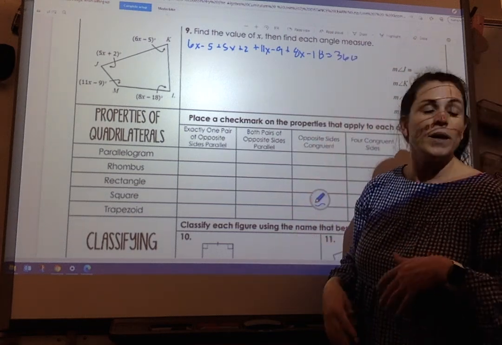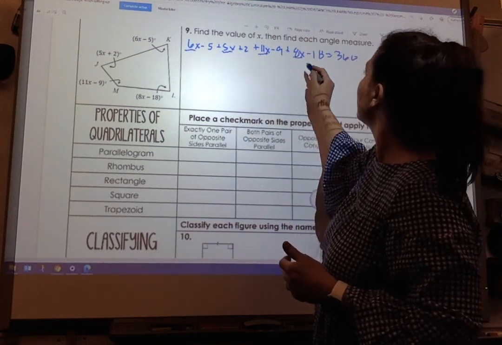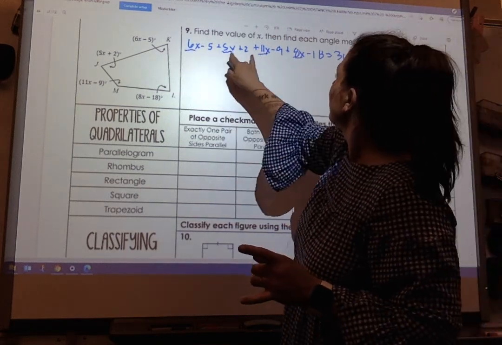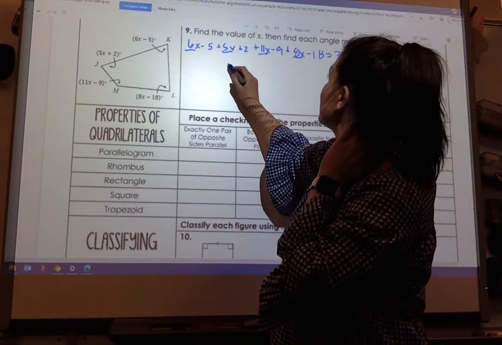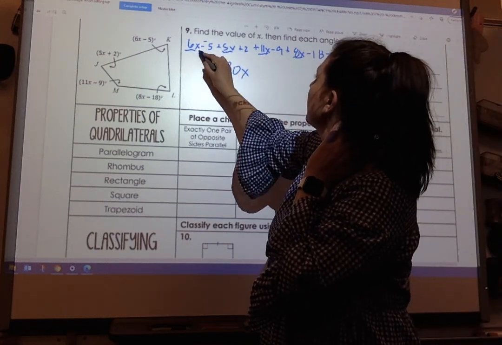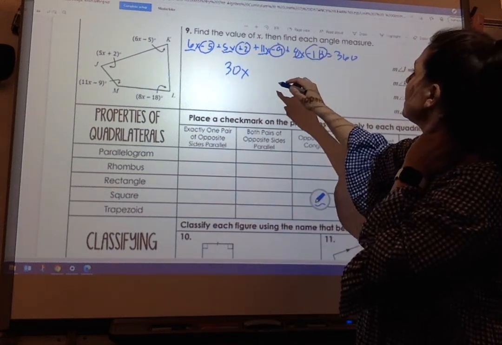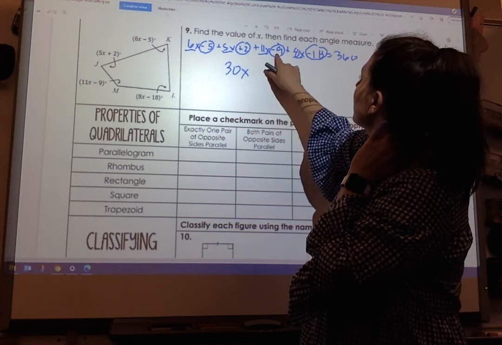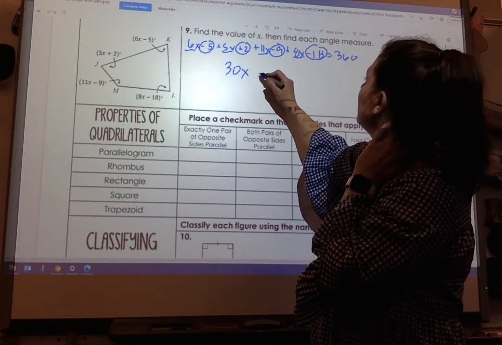Whew, that's a mouthful. So when you combine your like terms, 6, 5x, 11x, 8x, this is 11 and 11, 22, 22 and 8 is 30x. And now you get negative 5, positive 2, negative 9, and negative 18. So that's negative 4, and 2 is negative 2, and negative 18 is negative 20.